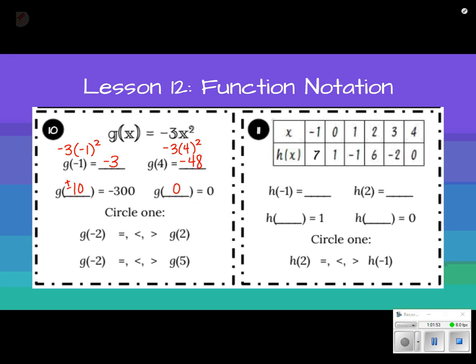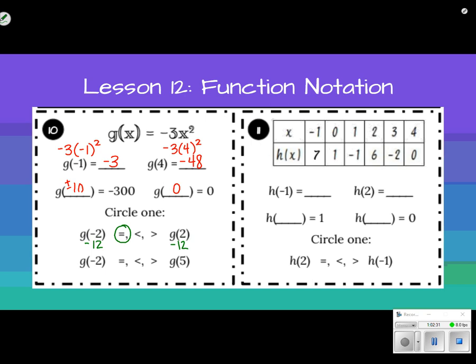Alright, let's try the ones down here. We're going to plug in negative 2. So negative 3 times negative 2 squared. Well, negative 2 squared is 4. 4 times negative 3 is negative 12. Now we're going to do negative 3 times 2 squared. Well, 2 squared is 4. 4 times negative 3 is also negative 12. So let's compare. Negative 12 is equal to, less than, or greater than negative 12. It's equal to.